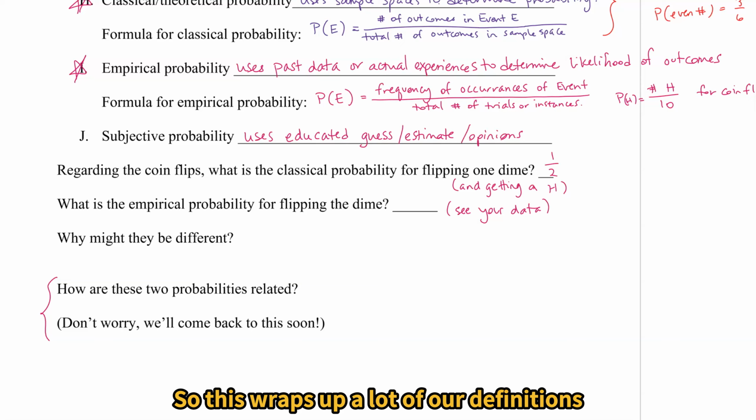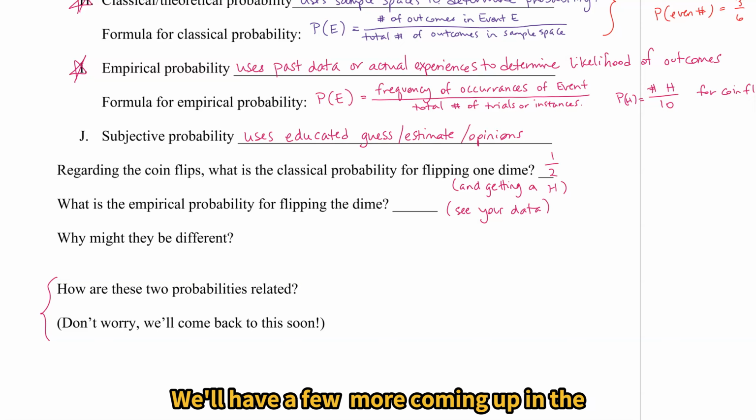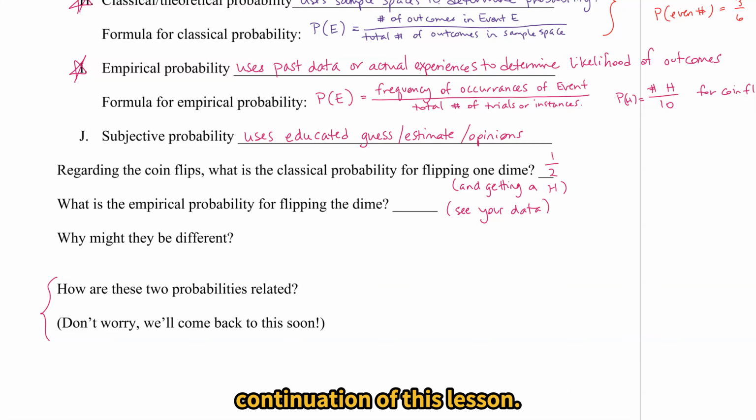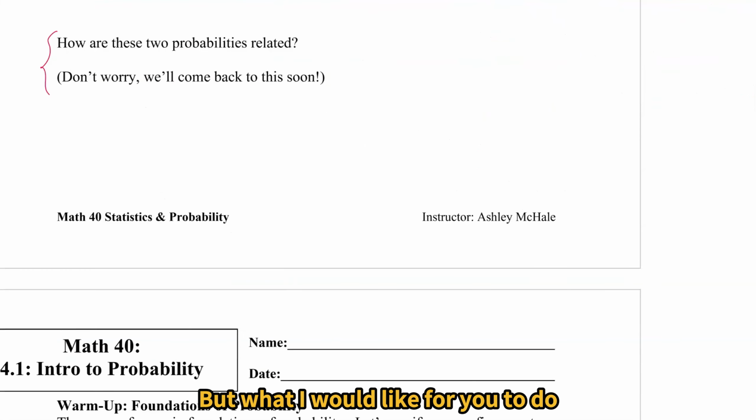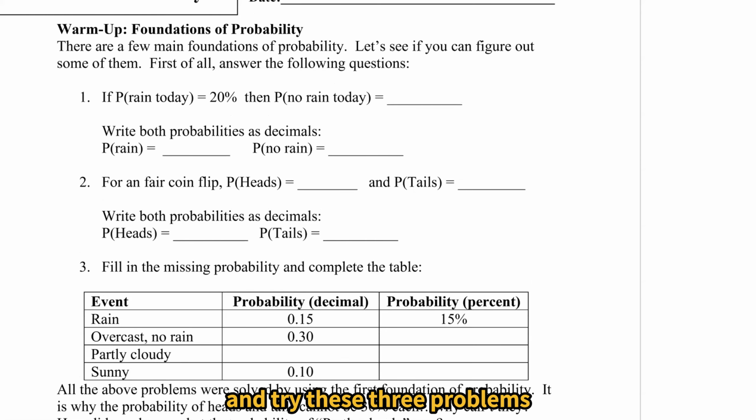So this wraps up a lot of our definitions in the first section. We'll have a few more coming up in the continuation of this lesson, but what I would like for you to do is take a moment on the next page and try these 3 problems on foundations of probability. See if you can figure them out on your own, and then start part 3 and we'll work through them together.